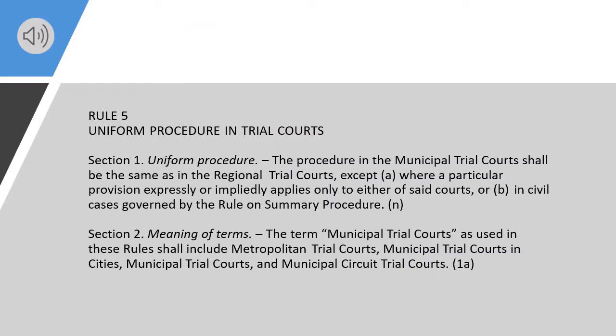Rule 5. Uniform procedure in trial courts. Section 1. Uniform procedure. The procedure in the municipal trial courts shall be the same as in the regional trial courts, except (a) where a particular provision expressly or impliedly applies only to either of said courts, or (b) in civil cases governed by the rule on summary procedure.